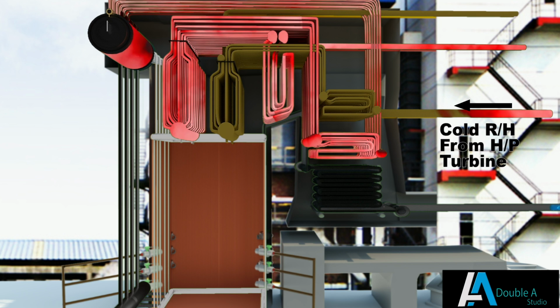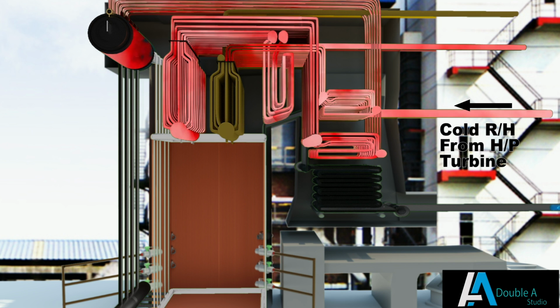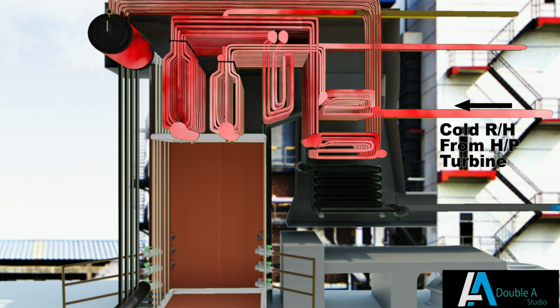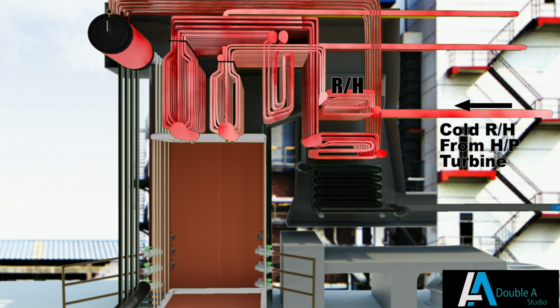Now the exhaust steam from HP turbine outlet is called cold reheat. This cold reheat is sent to reheater in the boiler. Here we have shown two reheaters. First is called primary reheater and second is called final reheater. Reheaters are located in flue gas path, so cold reheat is first sent to primary reheater and then final reheater.